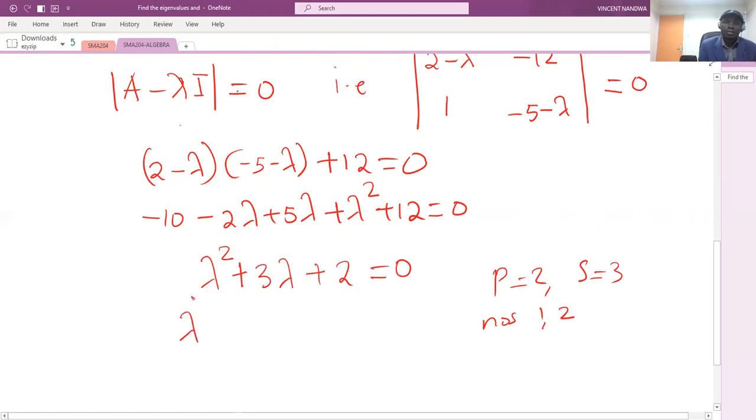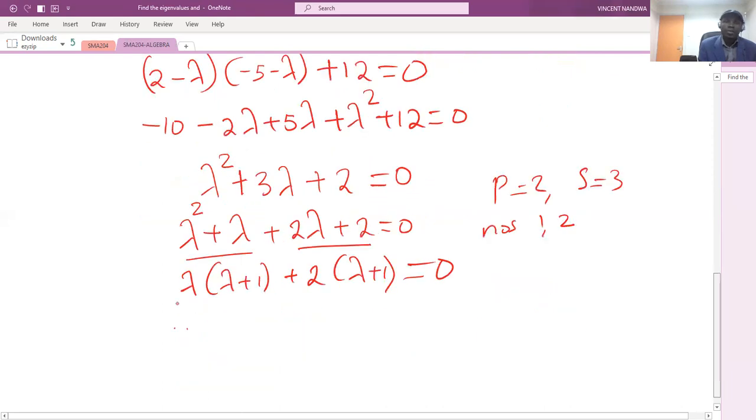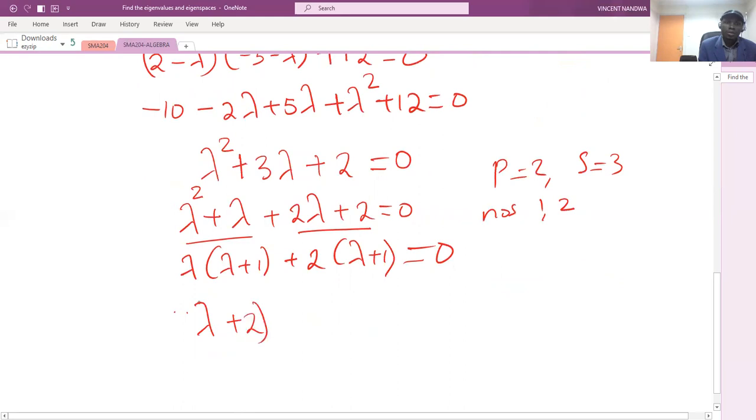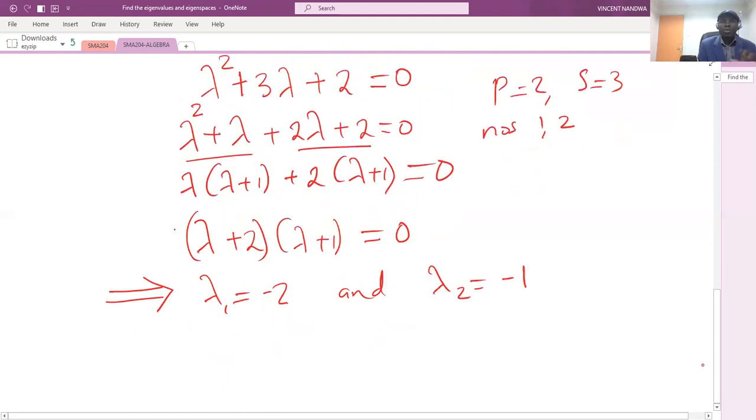So we'll have lambda squared plus lambda plus 2 lambda plus 2 equals 0. So this and this pair. So we'll have lambda into (lambda plus 1) plus 2 into (lambda plus 1) equals 0. So (lambda plus 2) times (lambda plus 1) equals 0. And this tells us that the eigenvalues are lambda 1 equals minus 2 and lambda 2 equals minus 1. So once you have gotten the eigenvalues, the next step is to find the corresponding eigenvectors for each eigenvalue.